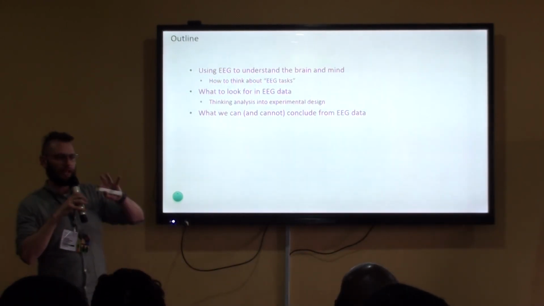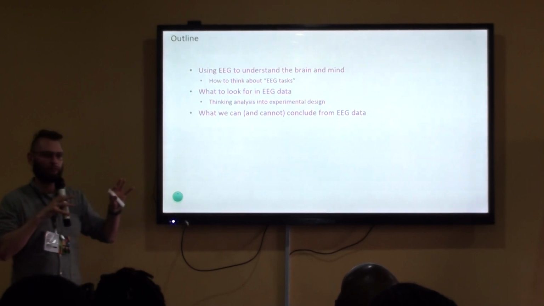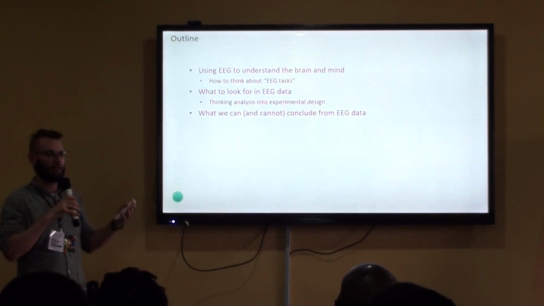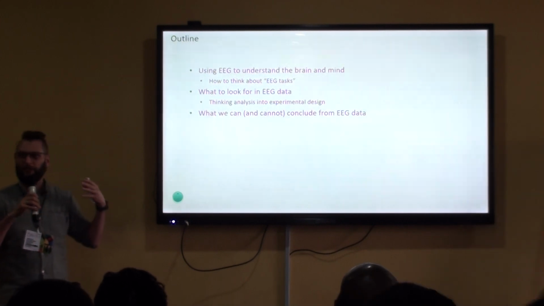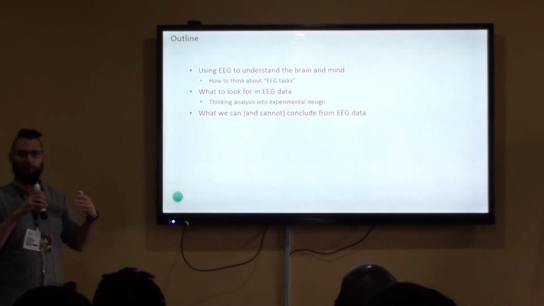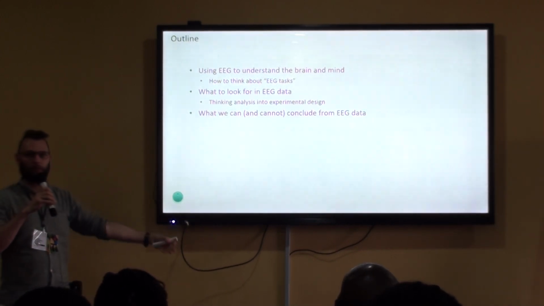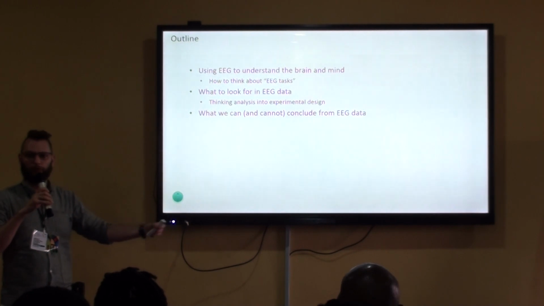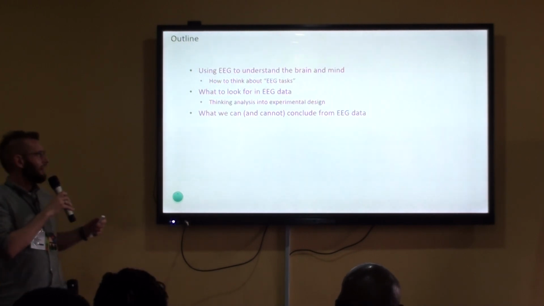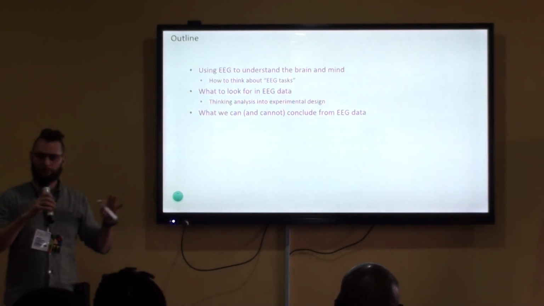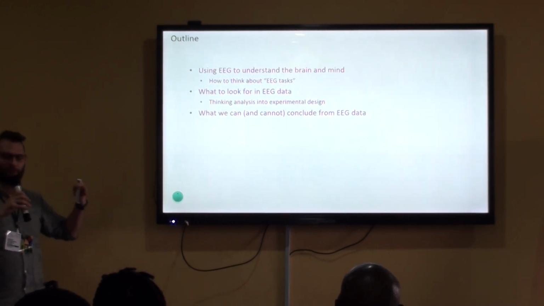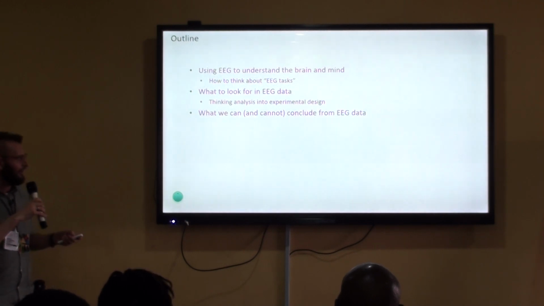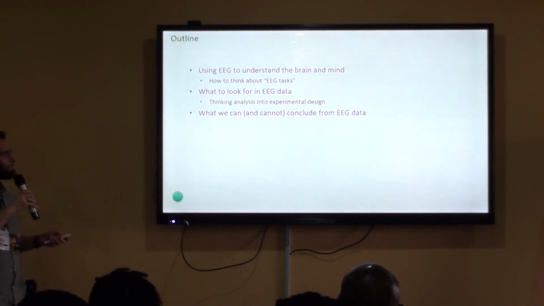I will outline what we should look for in our data when we think of our experiments. A point I like to stress is that when we design our experiments, we have to think already about the end goal, what we want to get out of our data. Then I will end with some examples of what we can conclude, and even more important, what we usually cannot conclude from EEG data, some typical errors that I see people make.